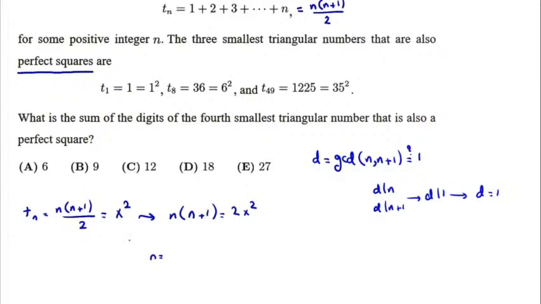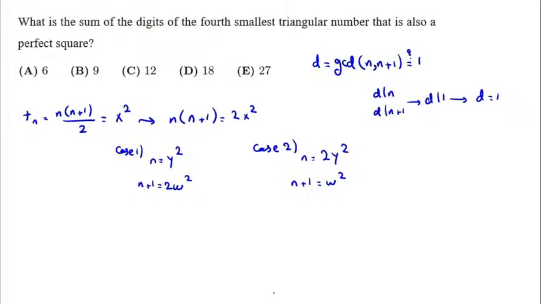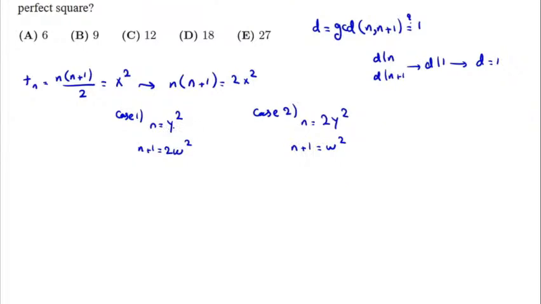So, case 1, n is y squared, n plus 1 is 2w squared. Case 2, n is 2y squared, and n plus 1 is w squared. We have these two cases, and we want to find the minimum one. So, in the first case, n has to be y squared, in this case, n has to be w squared minus 1. And in both cases, you can see that we have another condition.